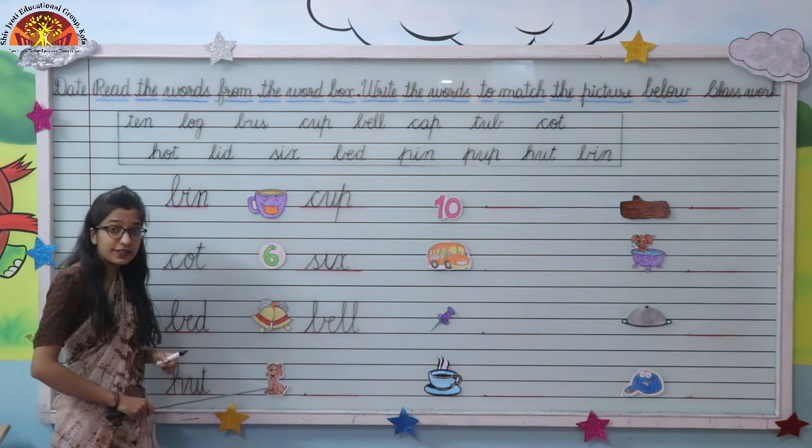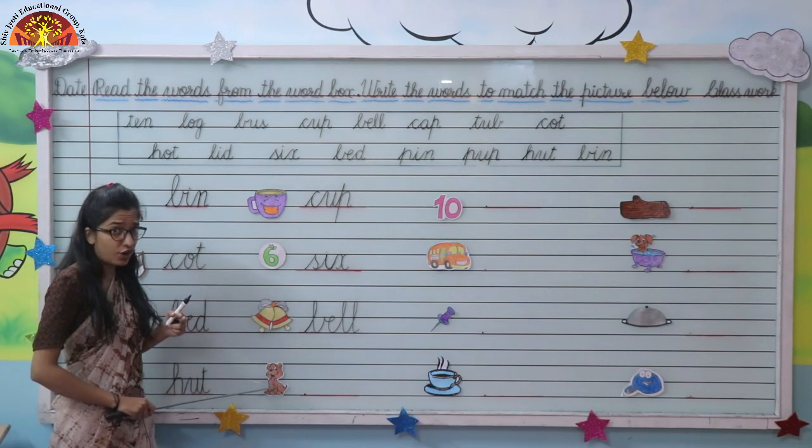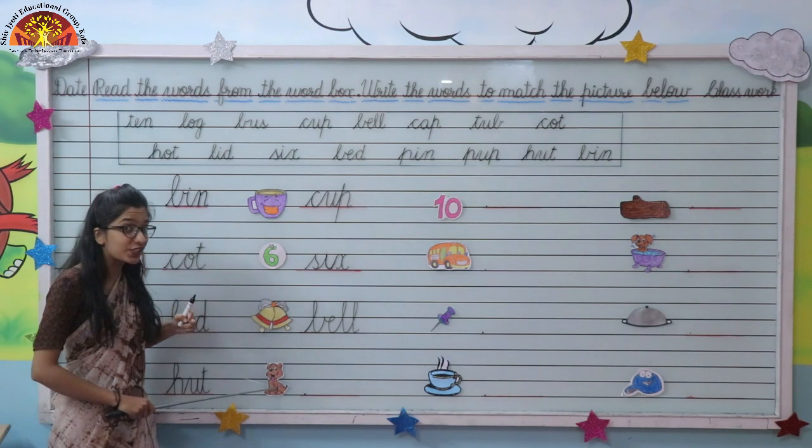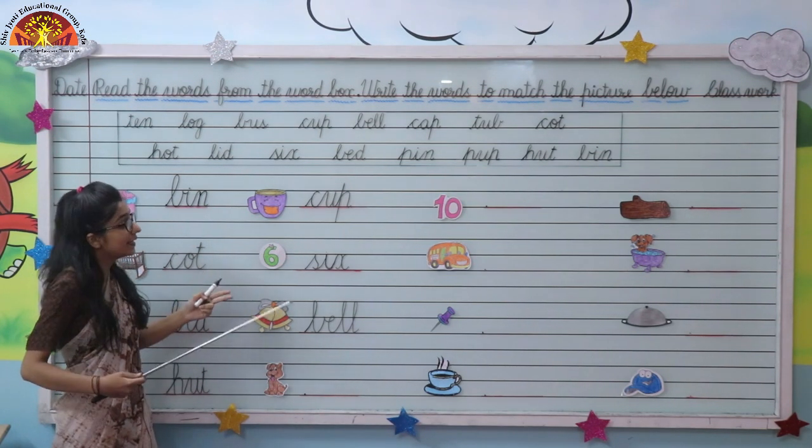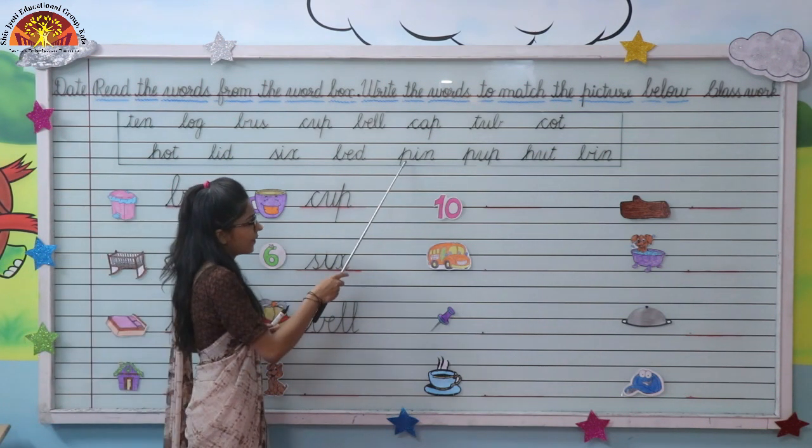Tell me which picture is this? This is a picture of dog? No, this is a picture of pup. Let's see the spelling of pup.